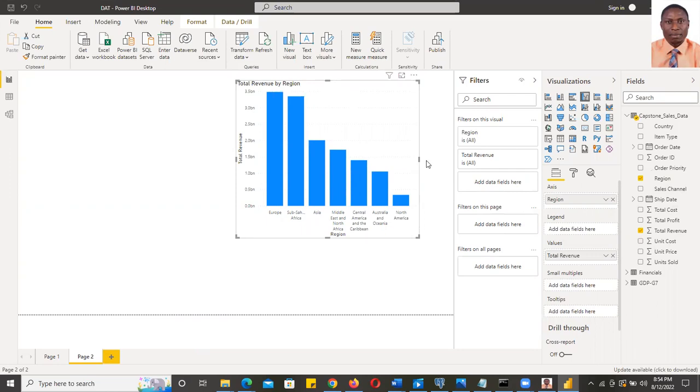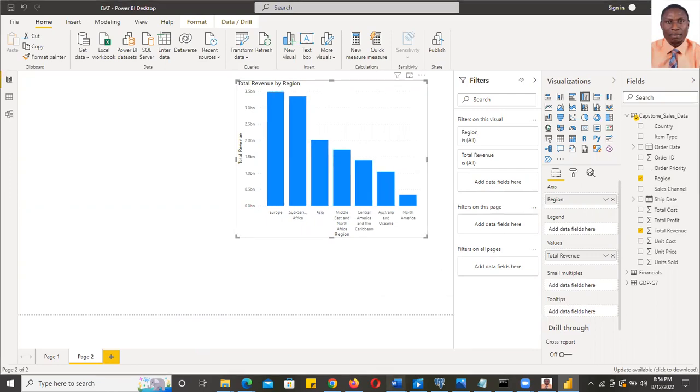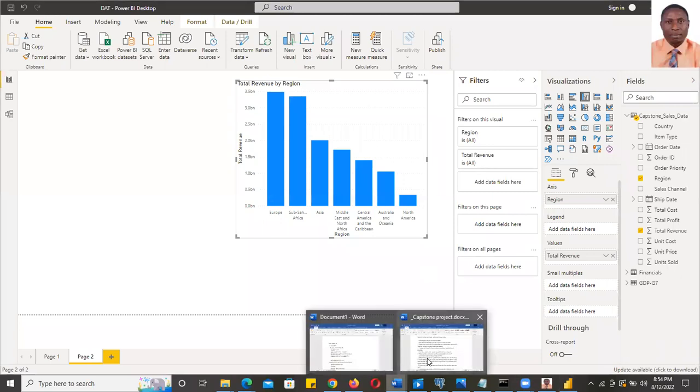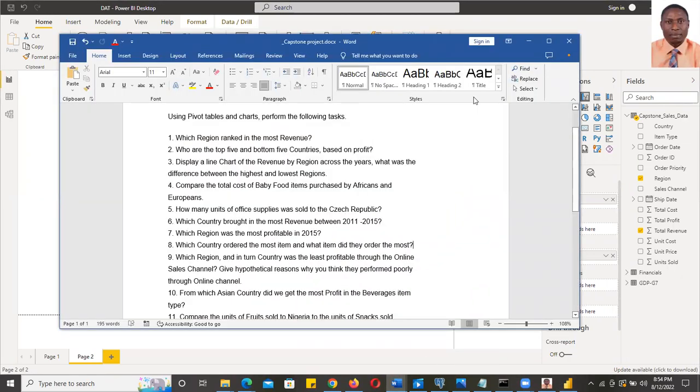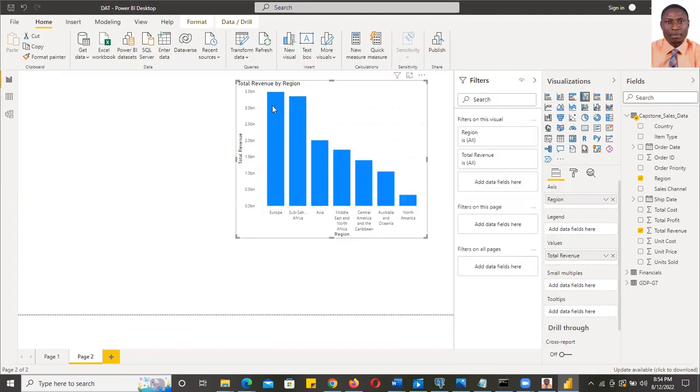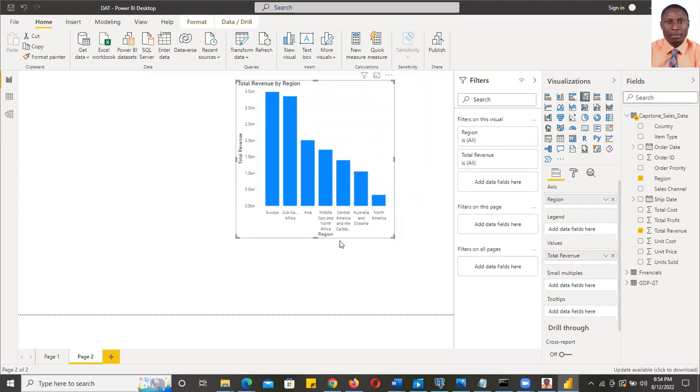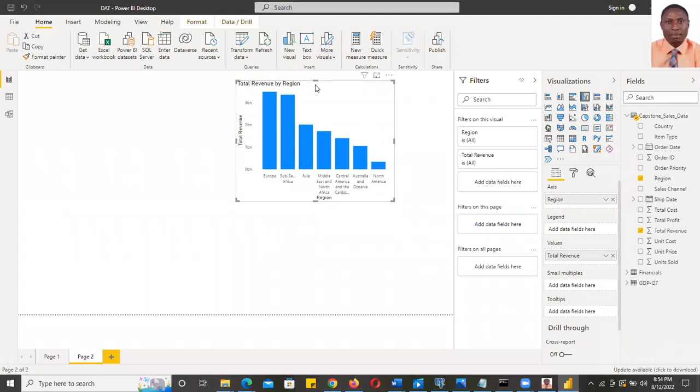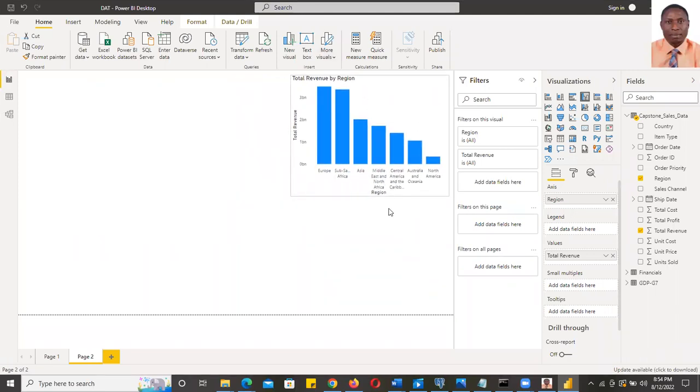So if we look at it properly, the region ranked most, the region with the highest revenue is Europe. And how much is that? 3.481 billion. That's $3.481 billion. That's from Europe region. Okay, so that's the first question. We have solved the first question.